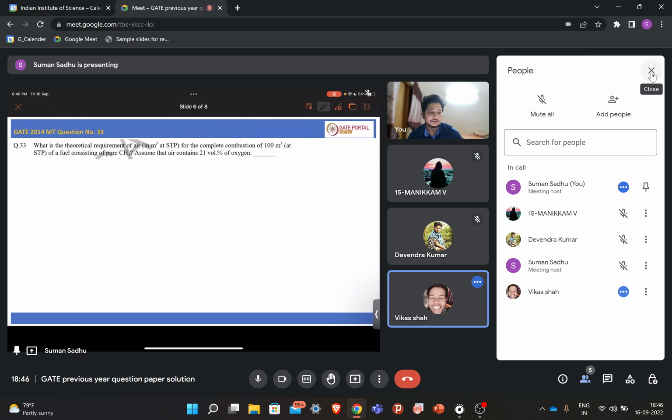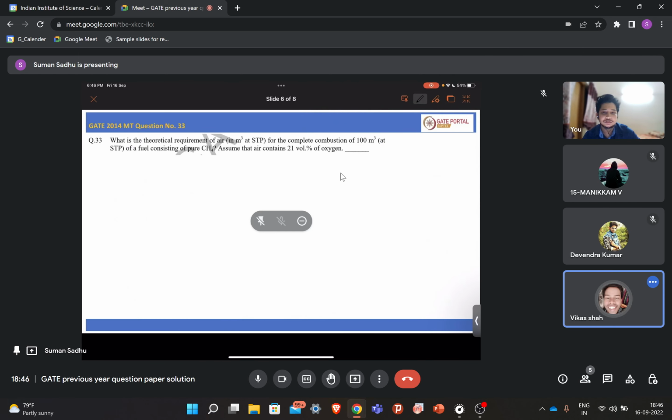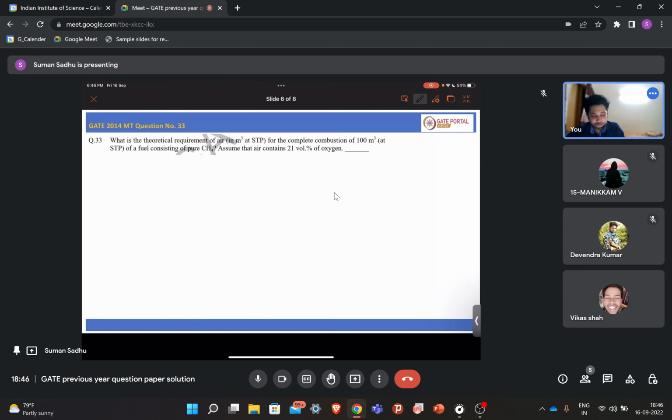Anyone? Devendra, Manikam, anyone? What will be the first step to approach this question? What should be the first step? We just read the question, then we will get it. So what do we have to calculate? We have to calculate how much air is required to burn the fuel.